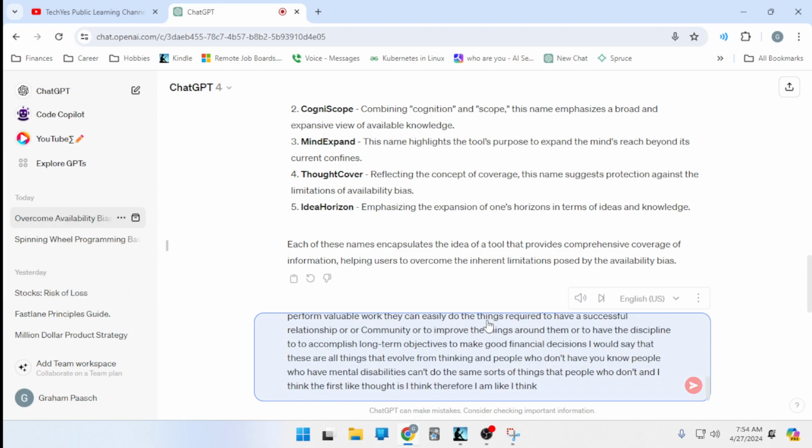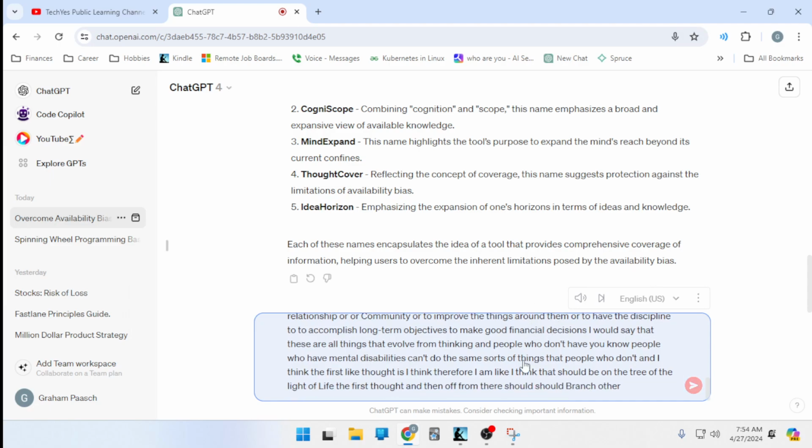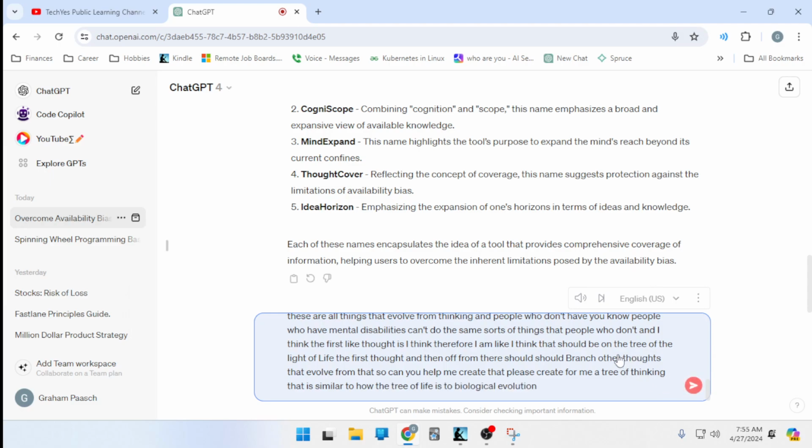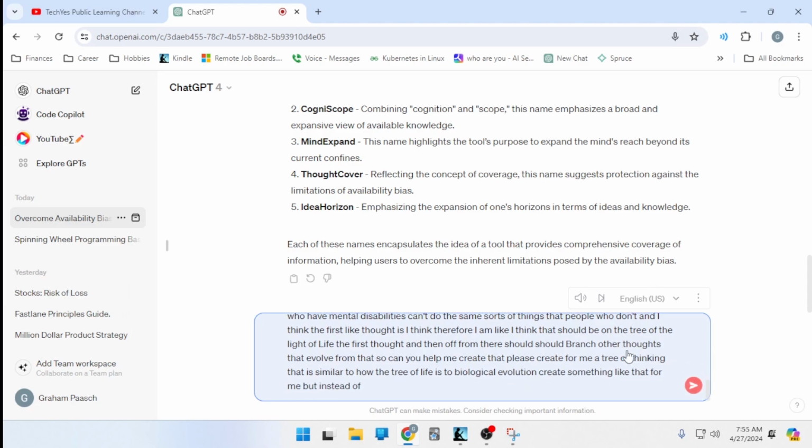I think that should be on the tree of life, the first thought, and then off from there should branch other thoughts that evolve from that. So can you help me create that? Please create for me a tree of thinking that is similar to how the tree of life is to biological evolution. Create something like that for me, but instead of for biological evolution, create it for evolution of thinking.